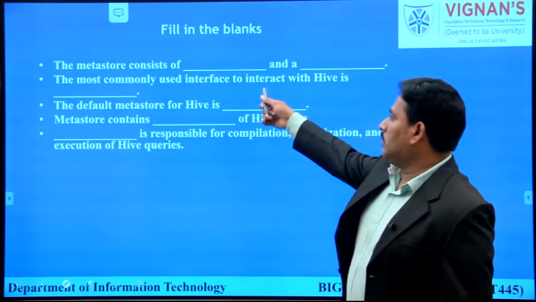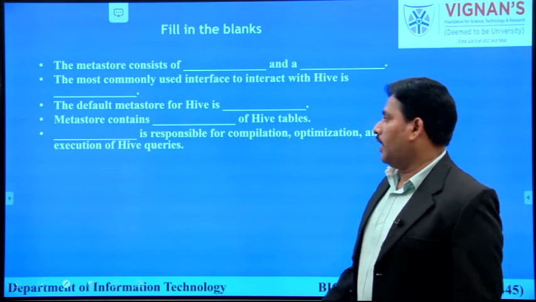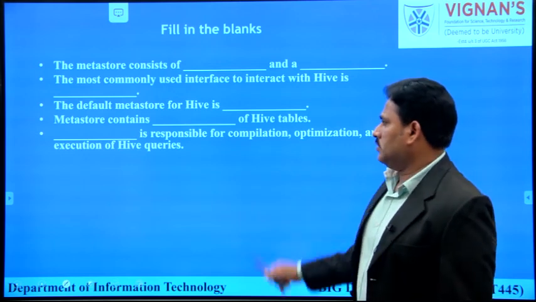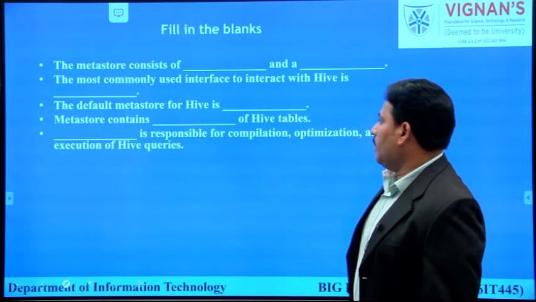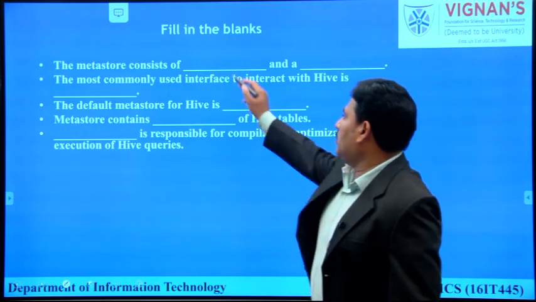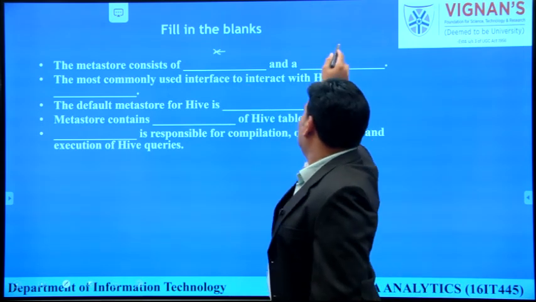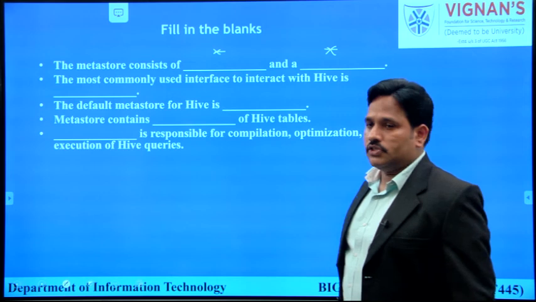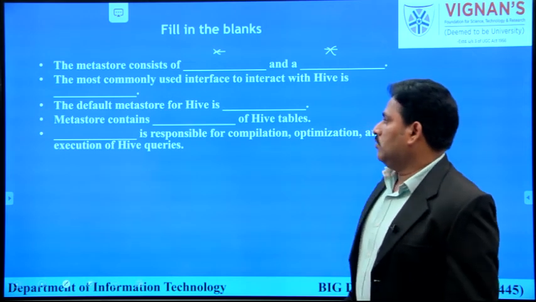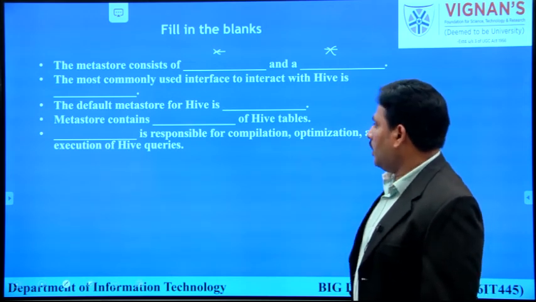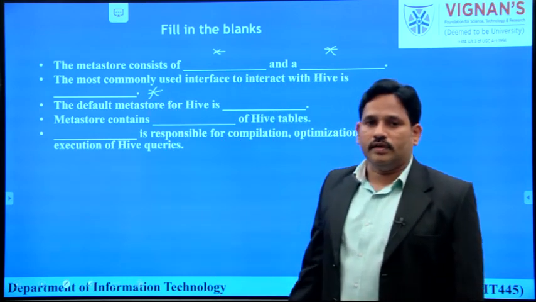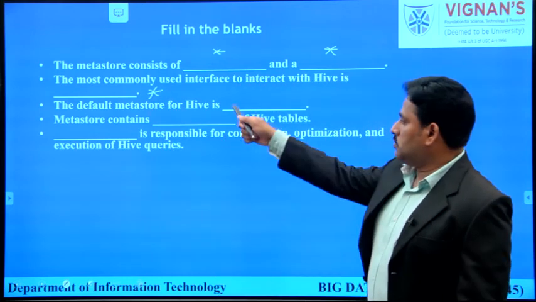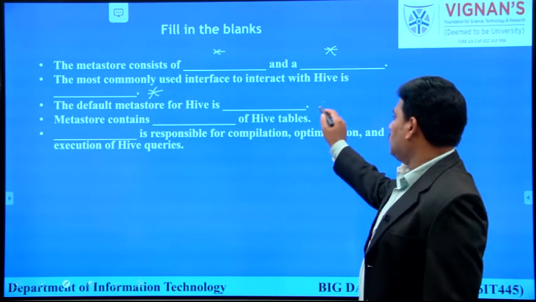Now these are some common fill in the blanks. Try to answer. Have a look at these fill in the blanks. The metastore consists of blank and blank. What does a metastore consist of? The most commonly used interface to interact with Hive is blank. We have two types of interfaces, so among them, select the appropriate one.